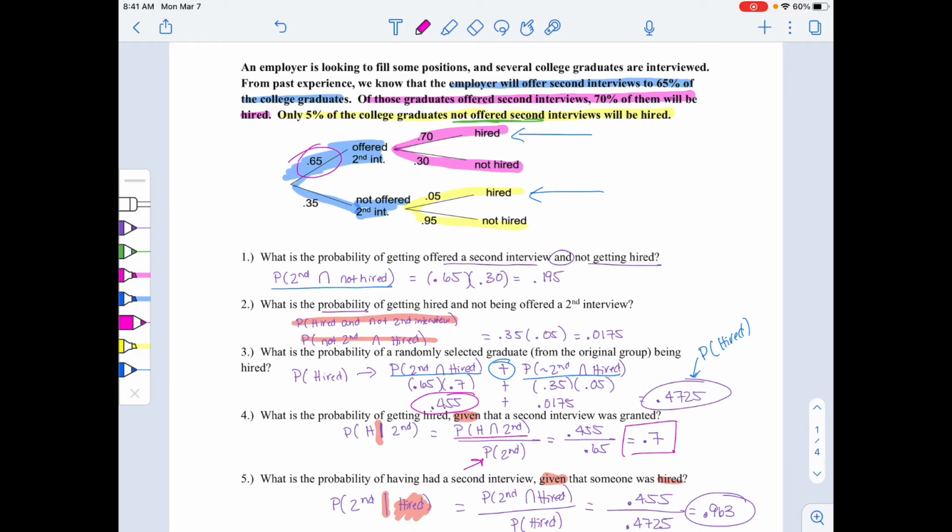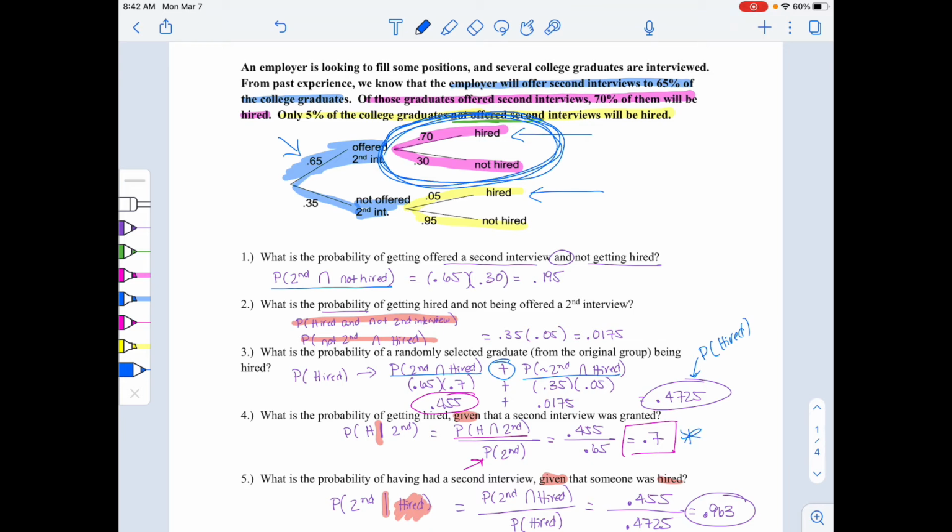Remember, given limits your sample space. In this situation, we were given that a second interview was granted. Based on how conditional probability works, I am only allowed to look at this group of people because I am guaranteed that they were on that top line. It was given that they had a second interview. I'm not looking at any of the people in any other parts of the tree. I knew they had that second interview, so I'm only allowed to look at that group of people.